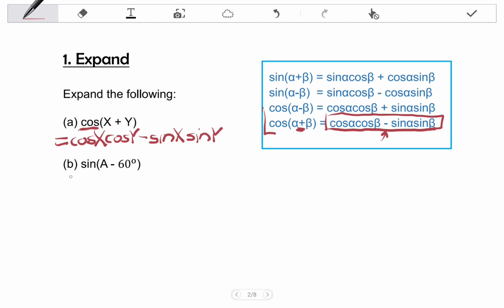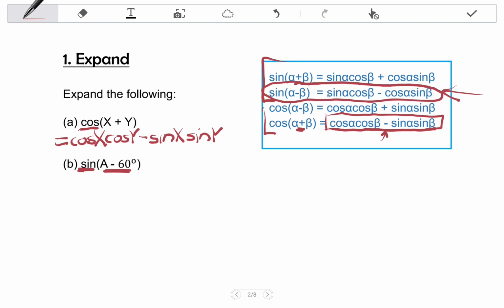Okay, let's do another one. So just expanding. In B, I have sine(A - 60 degrees). Okay, so I have a sine compound angle. So I go to the sine compound angle formulae, and I look inside my brackets. I have an angle minus an angle. So I'm going to choose the option with an angle minus an angle in the brackets. Okay, so this option here.